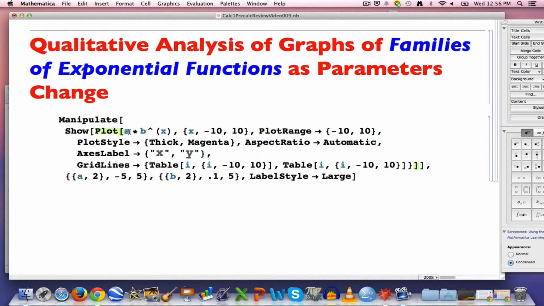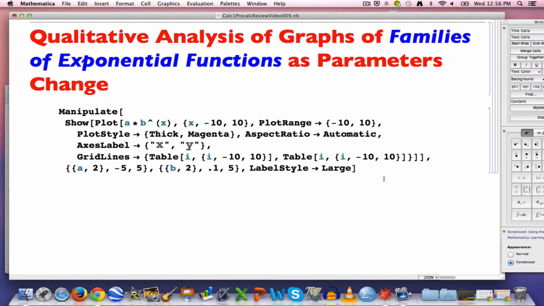A is almost always positive for applications as well. I can't really think of an application where an A for a straight exponential function like this could be negative, but I will allow myself to have negative values for A here, just so you can see what happens with the graph. This grid lines stuff, that just creates the grid lines that you saw in the last animation. Let's go ahead and enter this as is and let's see what happens.